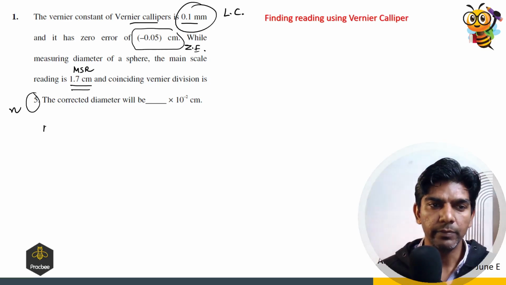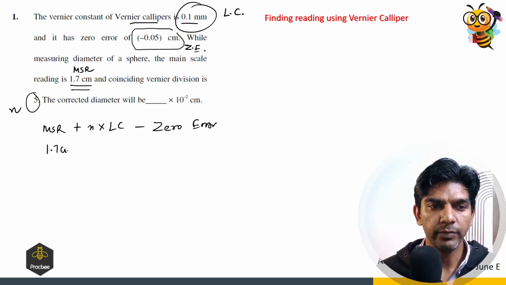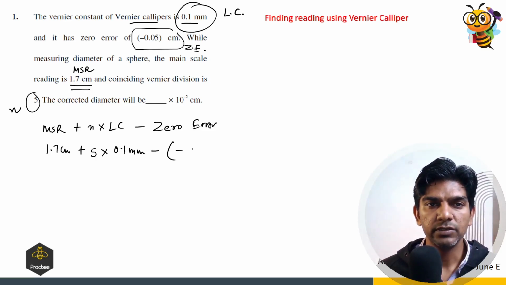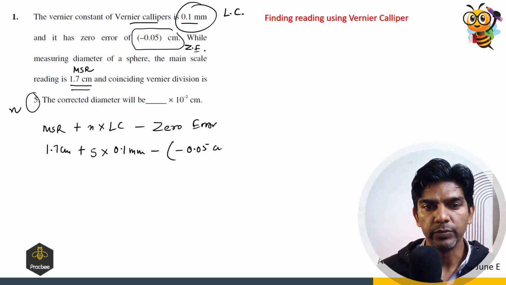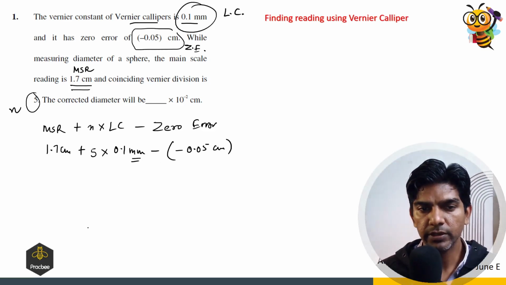So the reading will be main scale reading plus n times the least count minus 0 error. So main scale reading is given as 1.7 centimeter. N is given as 5. Least count is 0.1 millimeter. 0 error is minus 0.05 centimeter. And we have to find answer in centimeters. So let us convert this millimeter into centimeters.